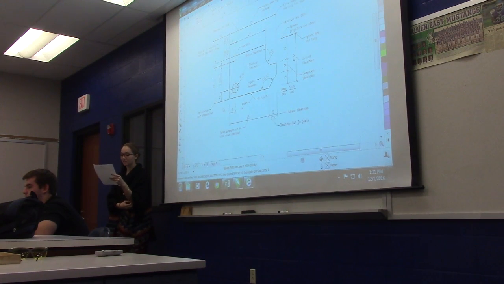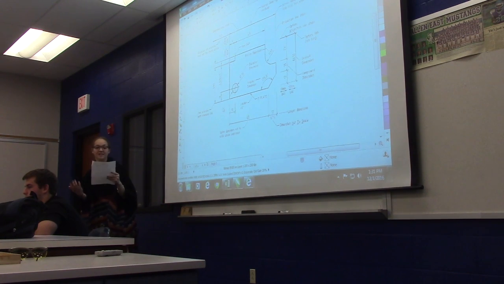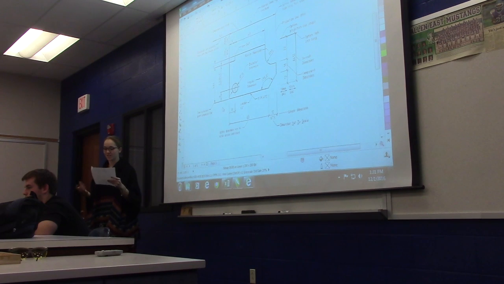Dimensions should be attached to only one view. So like I said, that goes along with rule number 1, that they should not be duplicated. The same information should not be given in 2 different places.